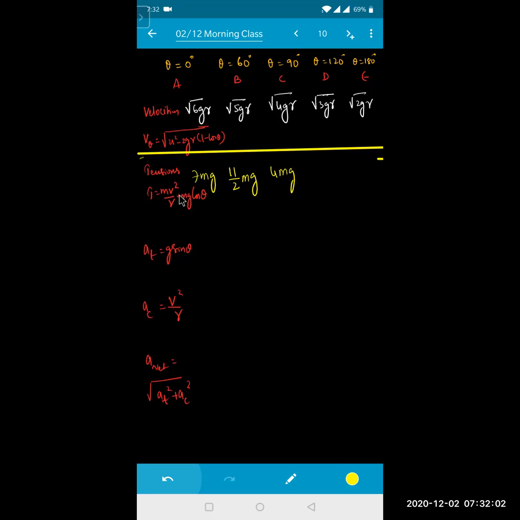Now here again you substitute cos 120. Cos 120 is minus 1 by 2. Velocity is 3gr. So r will get cancelled. So 3 mg. This will be minus mg by 2. So this will become for me 5 by 2 times mg. The next one is under root of 2gr, and cos 180 is minus 1. 2 minus 1 will be 1. That means it will be equal to mg.